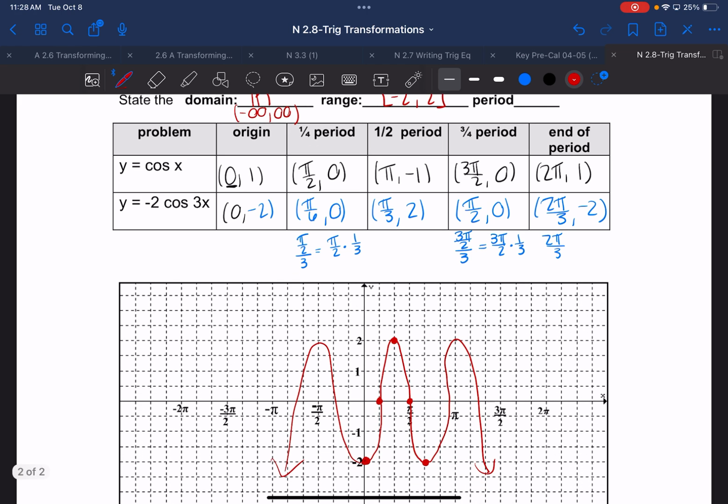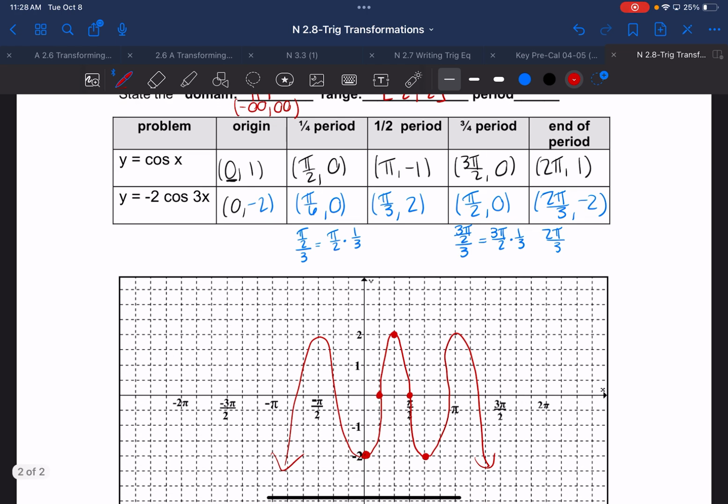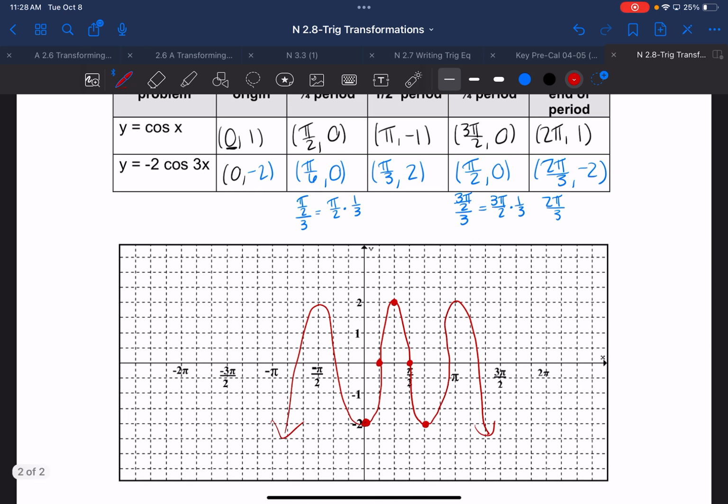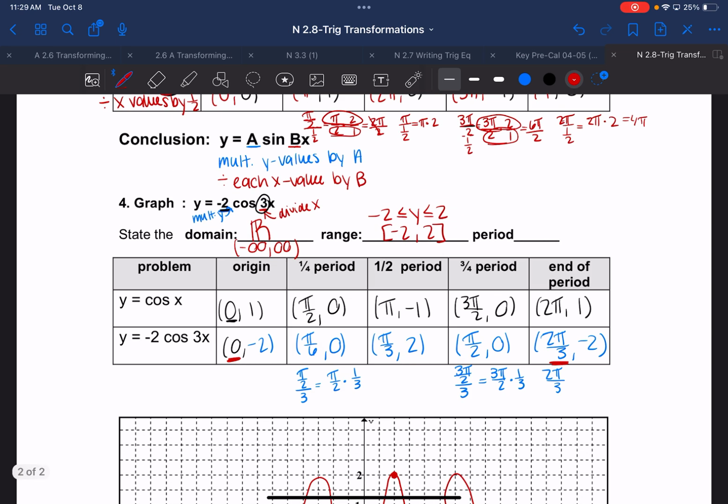Now they ask for the period. Previously, it took 2 pi to get through the whole thing. But today, we just saw that for this one, it only took from 0 to 2 pi thirds. So that must mean that the period is only 2 pi thirds long instead of 2 pi like it was previously.